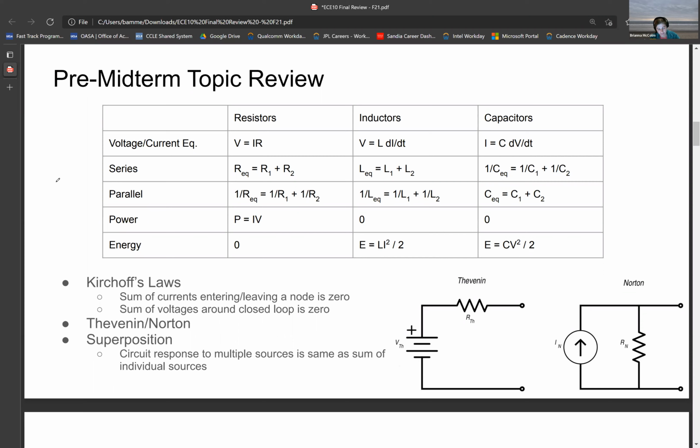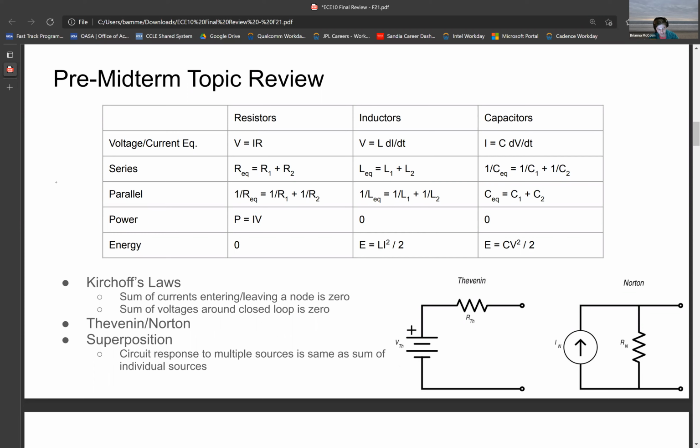And resistors are power dissipating components, whereas ideal inductors and capacitors only store energy. They don't dissipate power. And so just check to make sure that everything adds up correctly in your circuits if you're looking at energy and power in a question, to make sure that all of your components are functioning based on their physical realities. And then Kirchhoff's laws, you should be familiar with that.